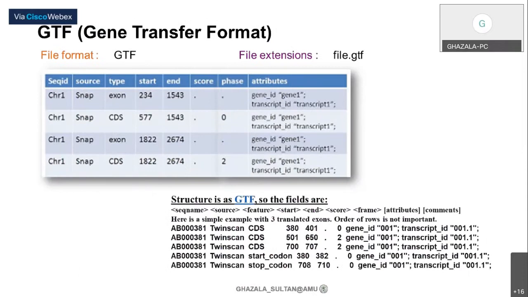Next is the gene transfer format. The GTF file format we usually use for annotation purposes, where information is given for each codon or exon, what the chromosome is and what the position on the chromosome is. For example, you can see here the fourth and fifth columns, with start and end positions given. Different files have different information based on the requirement and the study.